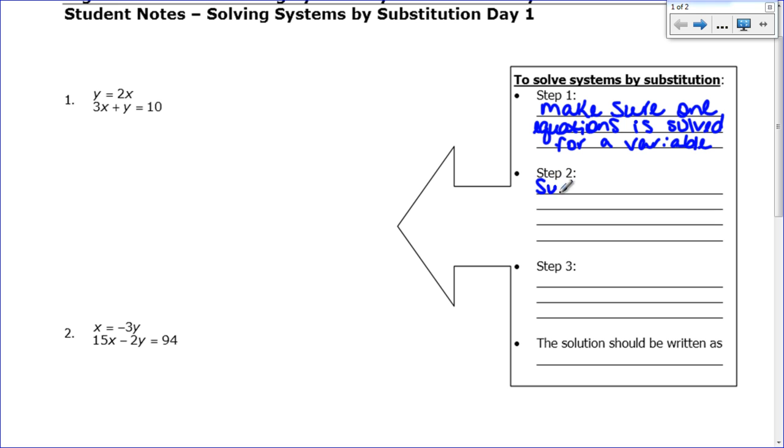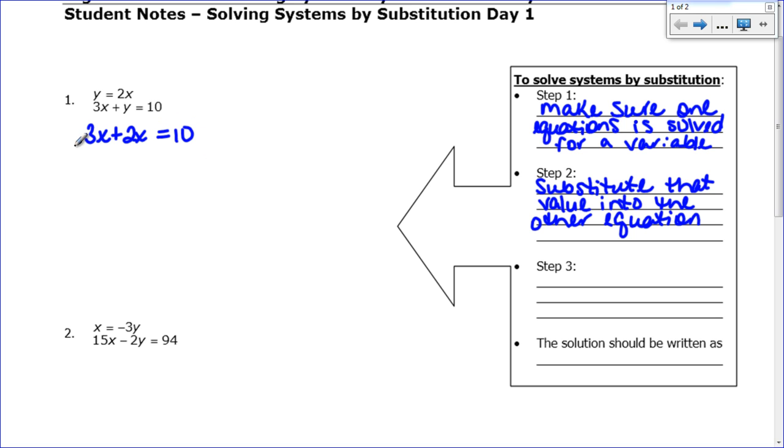So step number two is to substitute that in. So we're going to substitute that value into the second equation, or into the other equation. So we're going to take what we know about y over here up here. It says y equals 2x. And in this bottom equation, we're going to substitute it. So y is Tony Romo, 2x is Matt Cassel. We're going to put Matt Cassel in for Tony Romo. So we're going to plug it in. So I'm going to take this and I'm going to have 3x. And instead of y, I'm going to put 2x. So I have 3x plus 2x equals 10. What that has done is given me an equation with only one variable, and I know how to solve that.